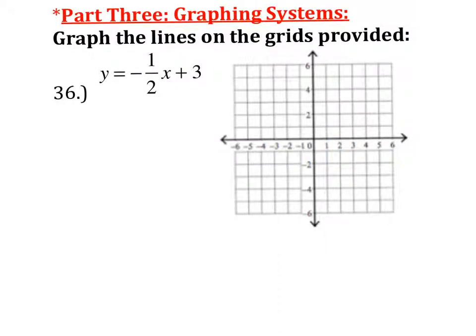In Chapter 9, Part 3, we are going to start by graphing systems, and we're going to start with looking at a line in number 36. So we want to identify our y-intercept, which is our 3. So we are going to plot that point on our graph. Our slope is going to be negative 1 over 2. So we're going to go down 1 unit over 2 to the right, down 1 over 2, down 1 over 2. I apologize for my points. So we're going to have our line.